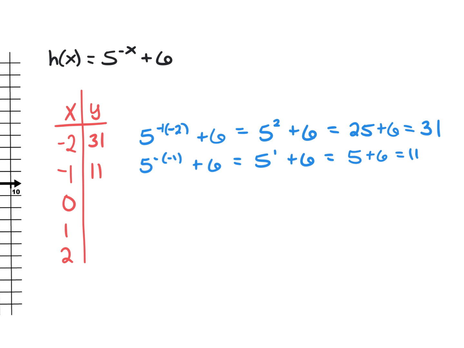Okay. When I see 0, can I just say 0? No. Is there such a thing as negative 0? Nope, that just turns into 0 plus 6. What's 5 to the 0 power? Yep, anything to the 0 power is 1, but we still have that plus 6. So 1 plus 6 is 7.